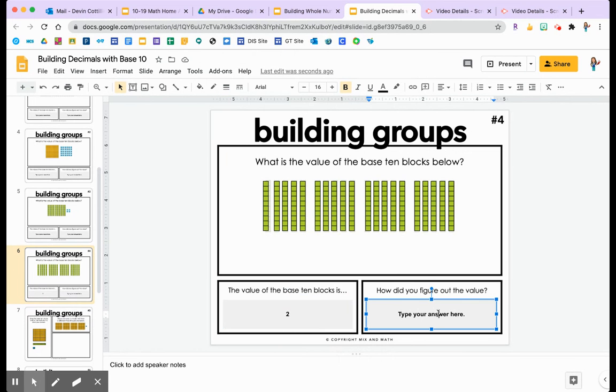And then how did I figure it out? You would type in your answer. I grouped 10 rods together to make 1 whole because I know that they're each worth 1/10. And that gave me the whole number of 2. So that's what you're going to be doing when you're building and regrouping with base 10 blocks for whole and decimal numbers.